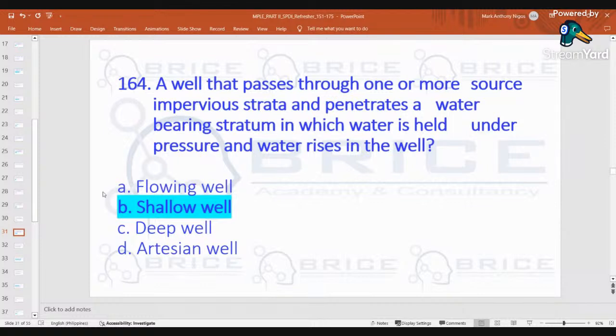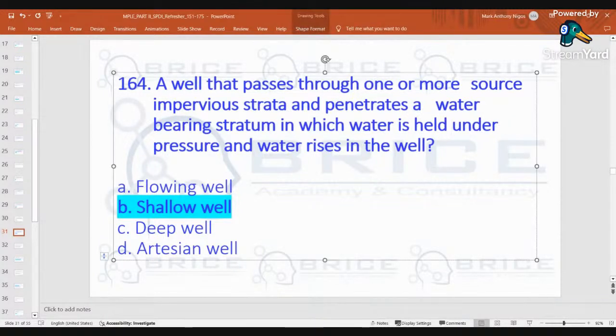A well that passes through one or more source impervious strata and penetrates a water-bearing stratum in which water is held under pressure and water rises in the well. Answer is shallow well.